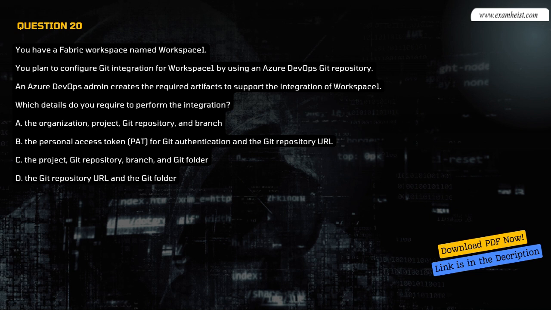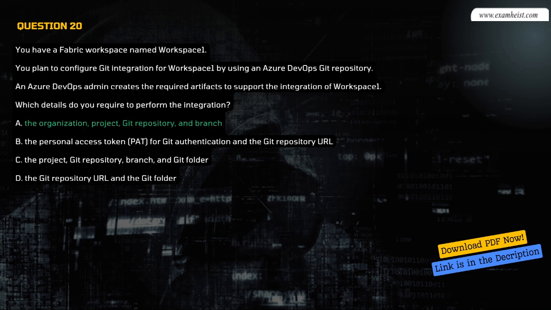Question 20. You have a Fabric workspace named Workspace 1. You plan to configure Git integration for Workspace 1 by using an Azure DevOps Git repository. An Azure DevOps admin creates the required artifacts to support the integration of Workspace 1. Which details do you require to perform the integration? A. The organization, project, Git repository, and branch. B. The personal access token, PAT, for Git authentication and the Git repository URL. C. The project, Git repository, branch, and Git folder. D. The Git repository URL and the Git folder.